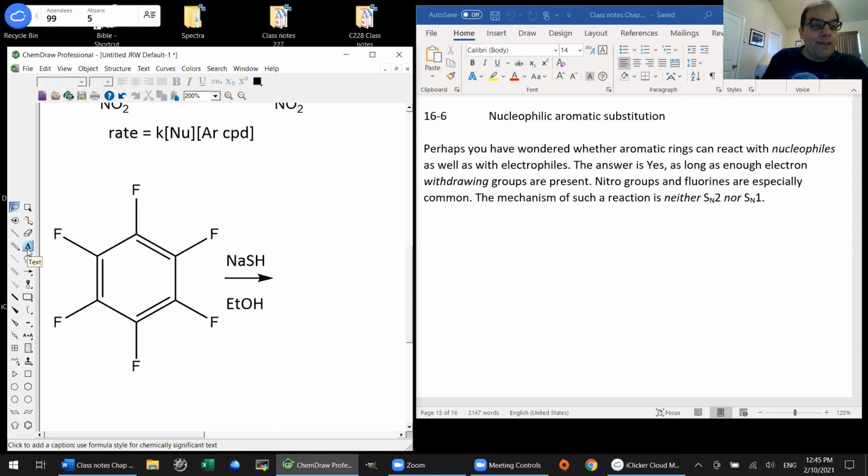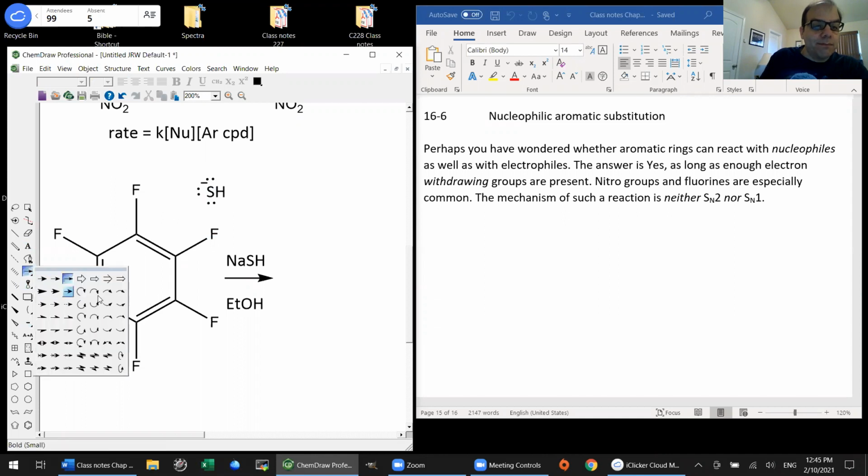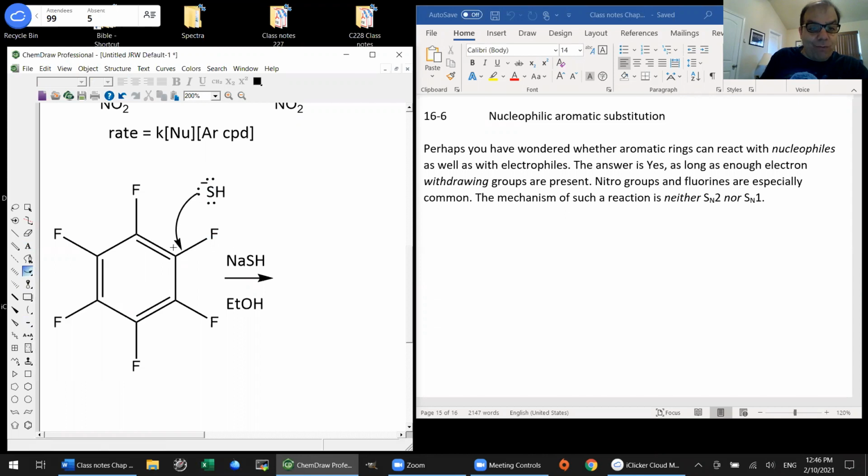In terms of the mechanism, just like what we had before, here's our nucleophile, SH minus. Once again, the sodium counterion doesn't play any role in the chemistry. I would expect that the hydrosulfide ion will attack one of those carbons. They're all the same.